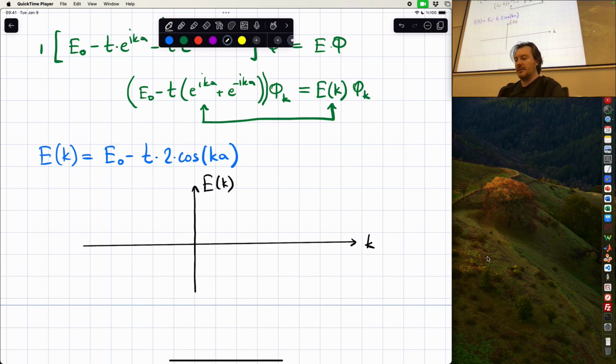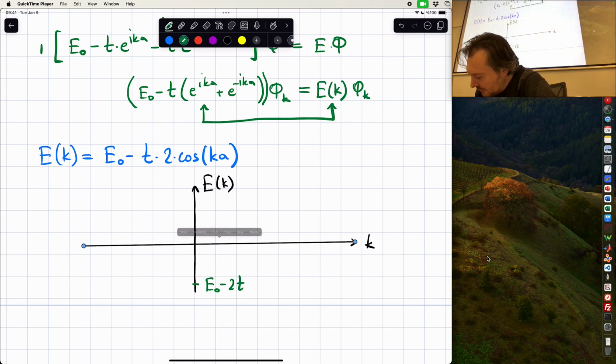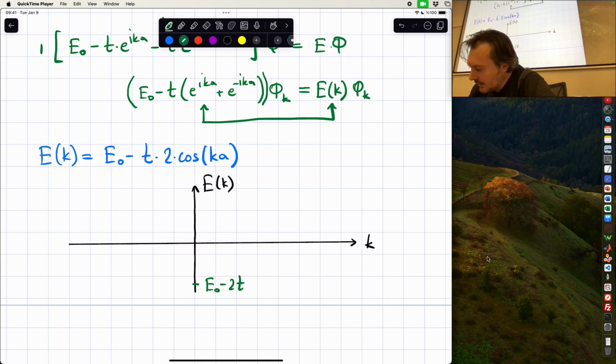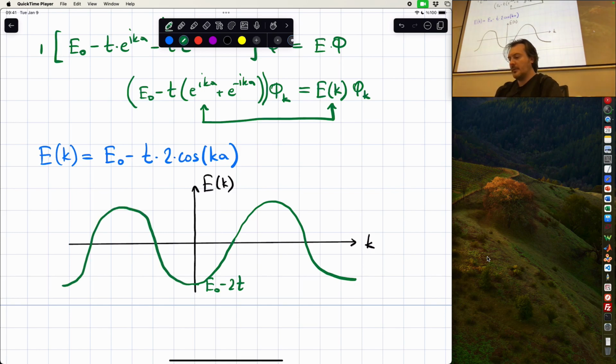This is what people call band structure. And as you can see, we start from E0 minus 2t. Do you agree? Because at k equals 0, it is E0 minus 2t. And it starts as a negative cosine, goes up, comes back down, and keeps repeating. And this energy is E0 plus 2t. Okay?